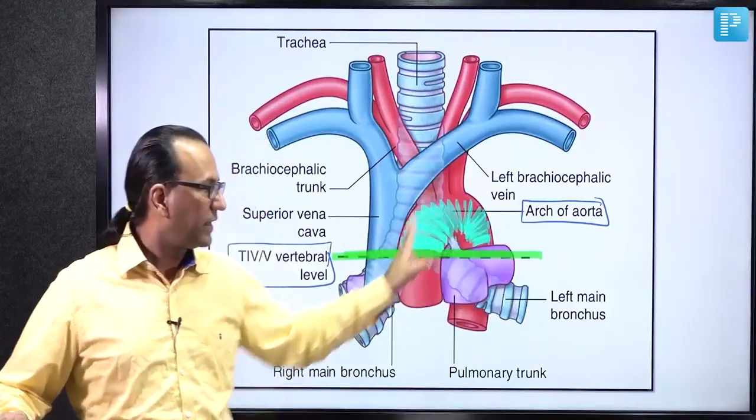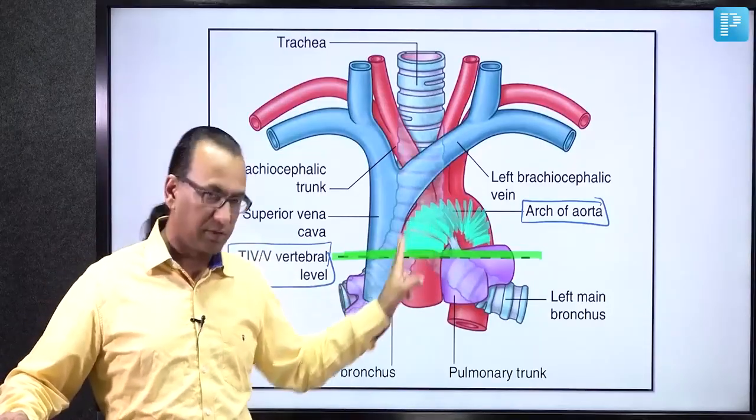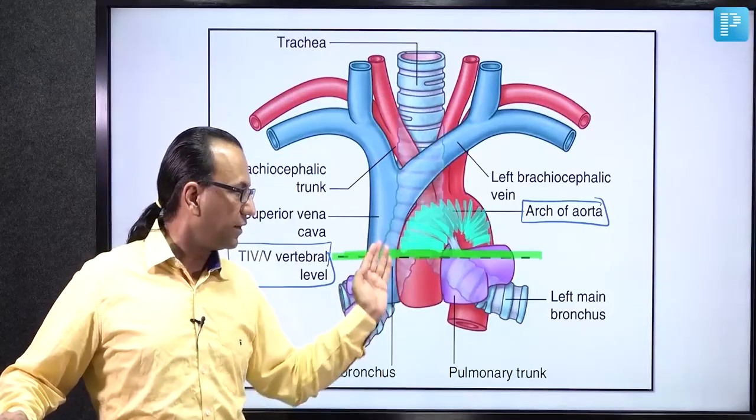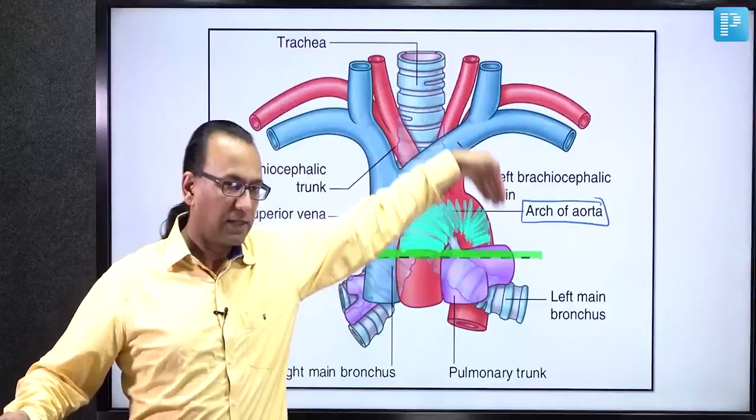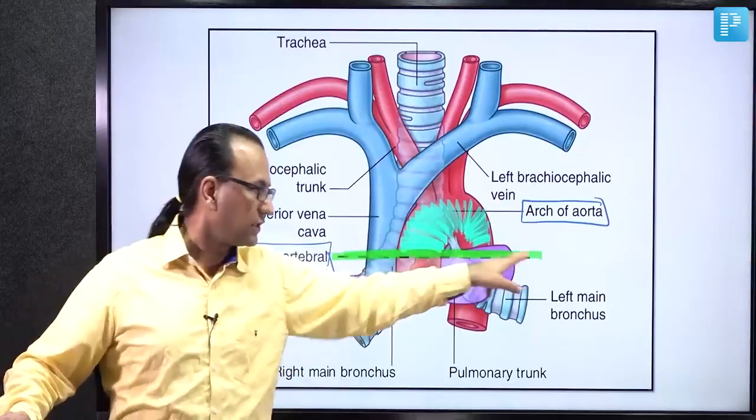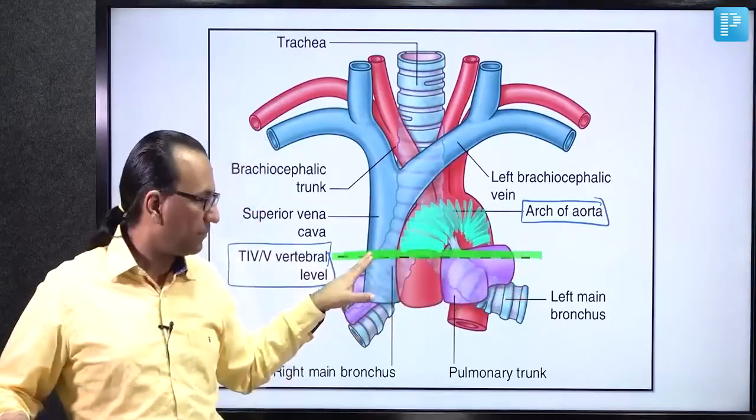And as we said, there is the vertebra T4-5, that is the manubriosternal junction. Here you will see the arch of aorta lies behind the manubrium bone, and also you can tell that it is the level of costal cartilage number 2. So arch of aorta begins and ends at the costal cartilage number 2. Beginning is on the right side and the ending is on the left side, but the level is costal cartilage number 2. Maybe it is the beginning or ending.